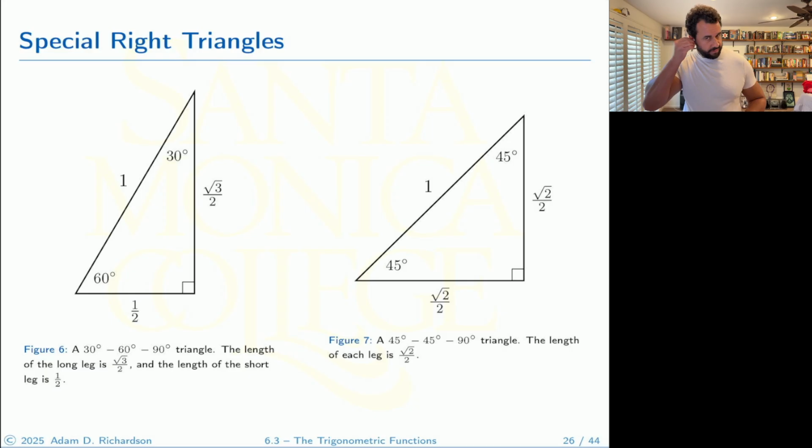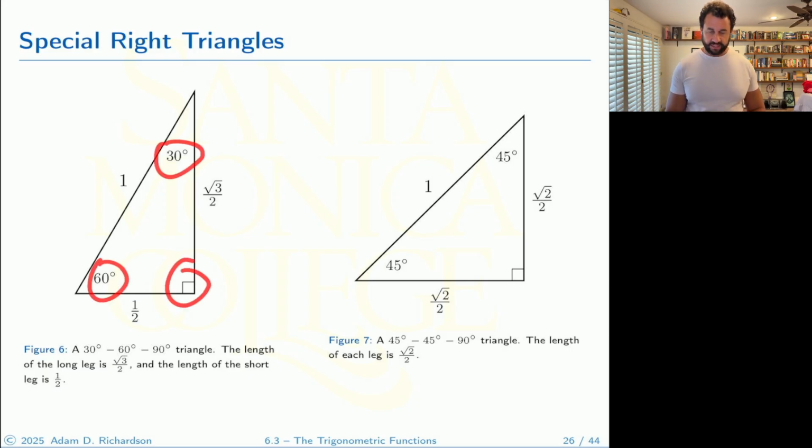So here is the 30, 60, 90 triangle. Okay. And this is what we need to know. The hypotenuse of this right triangle has length 1. And as a consequence of these angles, this leg is going to have length root 3 over 2, and this leg is going to have length 1/2. Root 3 over 2 is the long leg, 1/2 is the short leg.